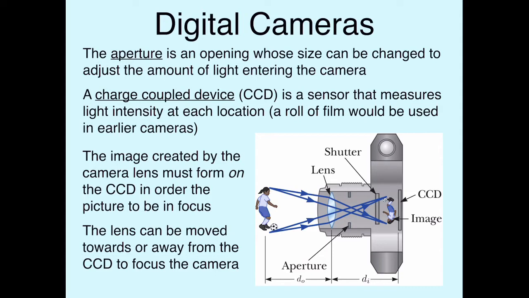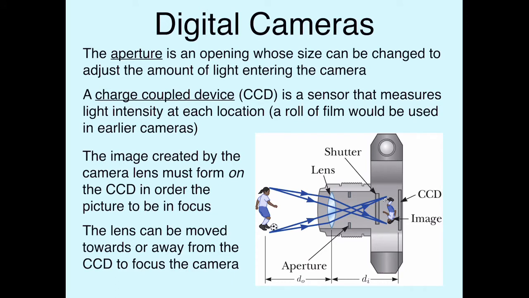So first, we have an aperture. An aperture is an opening in the camera whose size can be adjusted to change the amount of light that's coming in. So this is the aperture. We can close it up to make it smaller. We can open it up to make it bigger and have more light come in. That's what adjusts the amount of light coming into the camera.